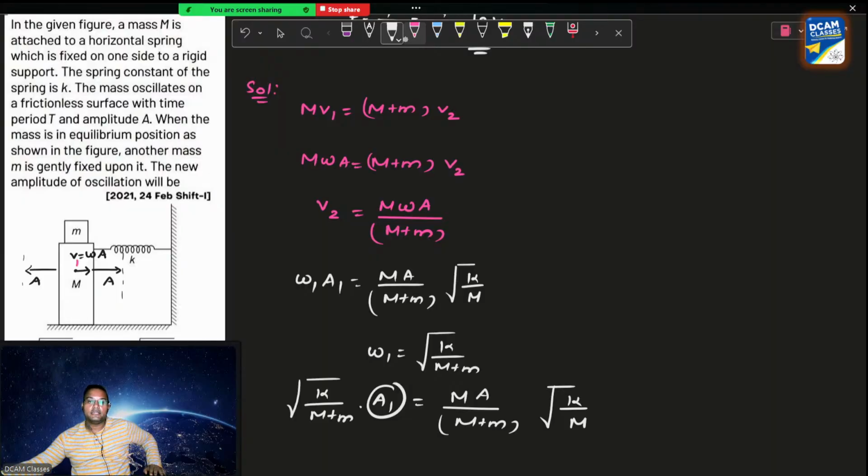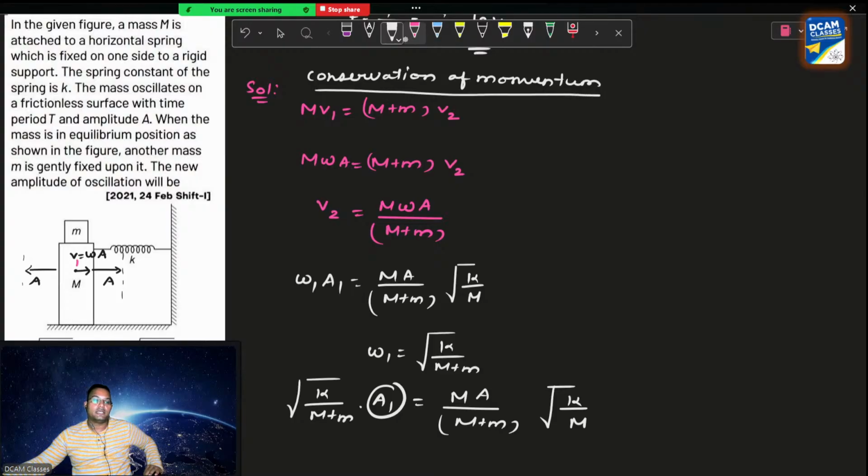Understood? Only this concept was there, conservation of momentum, at the mean position just before small m is placed and just after small m is placed, because no extra force is acting. What happened with this? Velocity has changed after the attachment of small m, and after attachment the omega also changed. It became omega 1. Now the total mass is small m plus capital M, so the frequency will be root over k by capital M plus small m. Initially it was k by capital M. Understood?